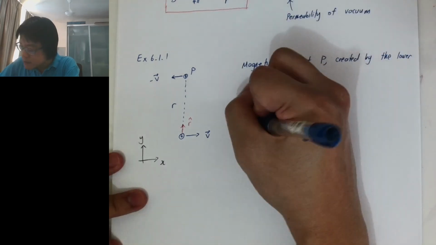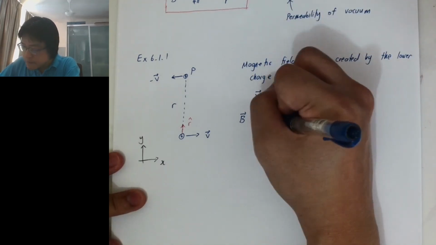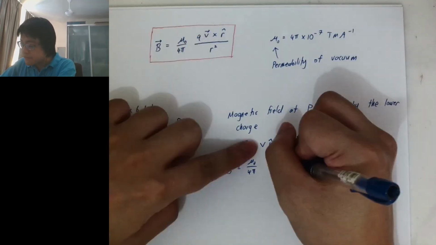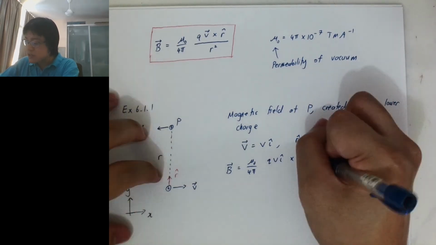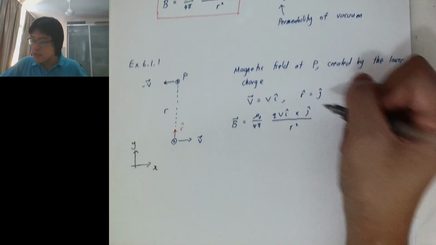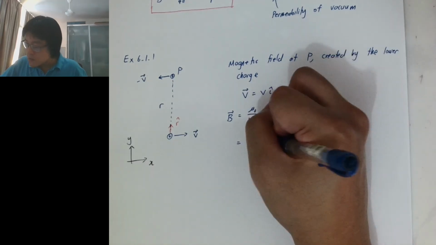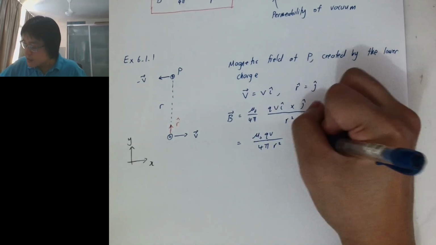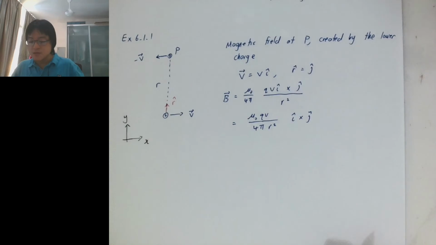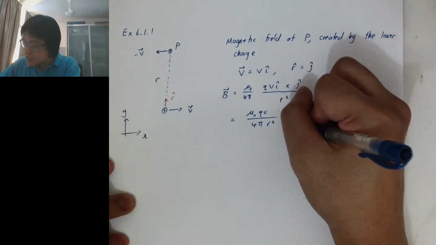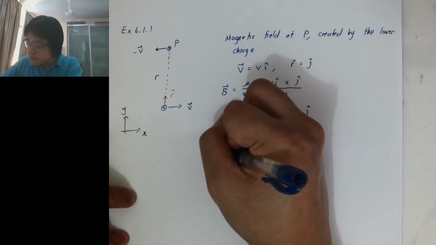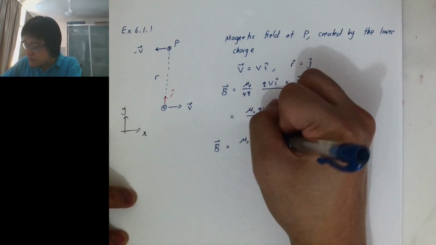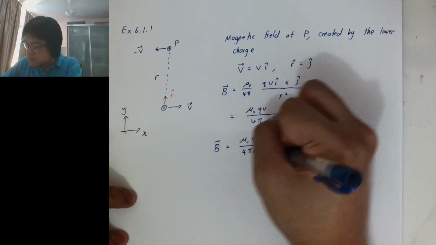So my magnetic field is mu over 4 pi, and q is a positive charge, and then v is just v i cross j, and then the distance is just some r squared. So what we have here is mu q v over 4 pi r squared, and at the back is the cross product between vectors, i cross j. i cross j just gives you a k, so my magnetic field is pointing in the k direction. It's mu q v over 4 pi r squared in the k direction.